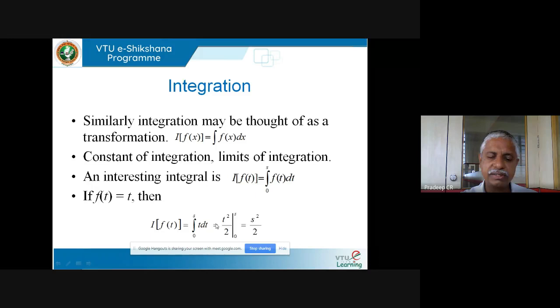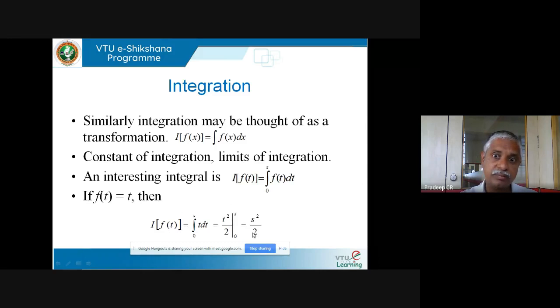The integral of t dt is, as you know, t square by 2 between the limits 0 to s. So when I substitute t equal to s, I get s square by 2, and when I substitute t equal to 0, I get 0. So I of f of t is s square by 2. Please note this. I of f of t is s square by 2.